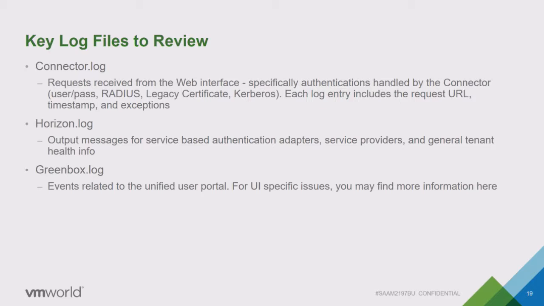So as you authenticate into Identity Manager for the Workspace ONE catalog, we do an API call out to AirWatch. We pull all of the user entitlements and applications from AirWatch and put them into the Workspace ONE catalog. Now, the greenbox.log is incredibly important, but often very difficult to go in and troubleshoot.